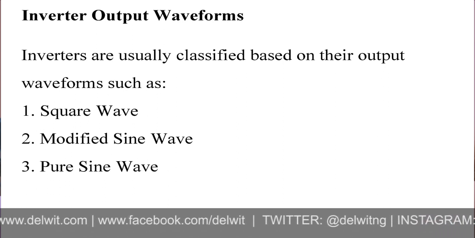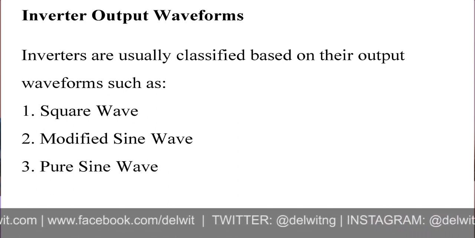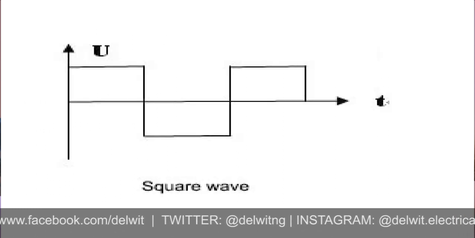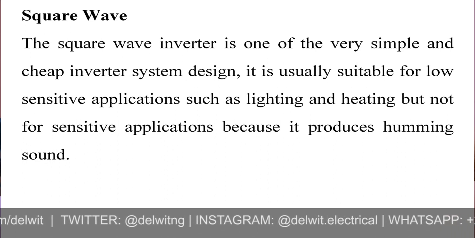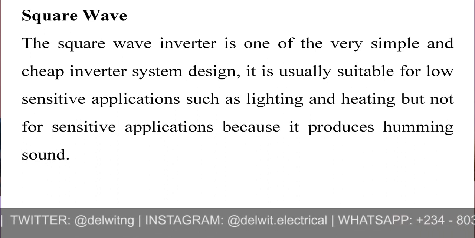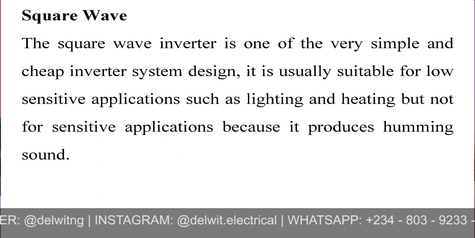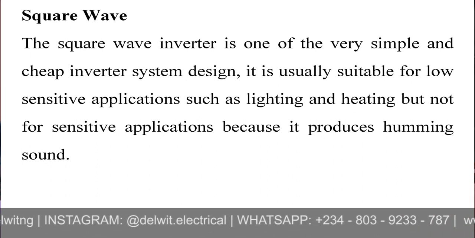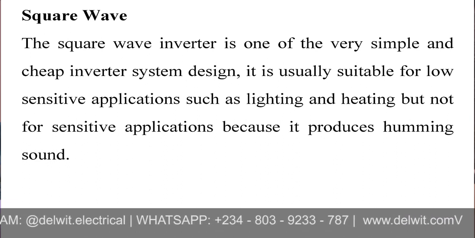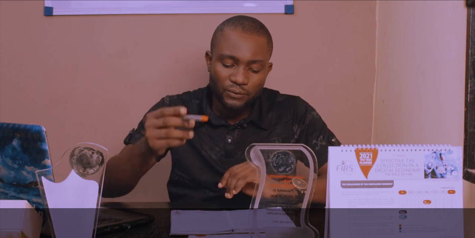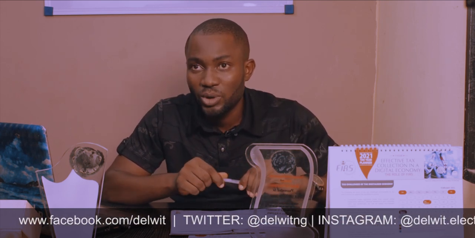On the screen, we're going to be showing you 3 output waveforms. The first one is the square wave. The square wave inverter system is very simple and cheap. The design is very easy and is suitable for low sensitive appliances or equipment, such as just lighting or heating loads. So if you don't have the resources, you could just go for the square wave inverter. Most equipment are usually sinusoidal, not square, so it's not advised. Most times it's being phased away now. You rarely find a square wave in the market.